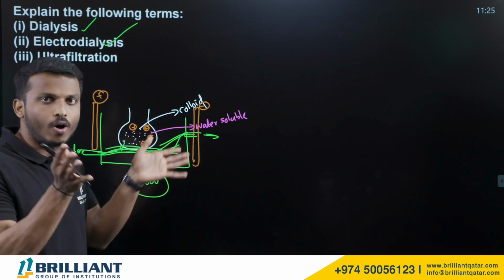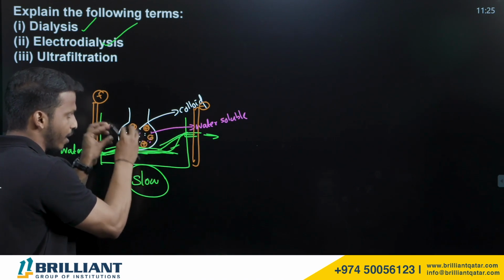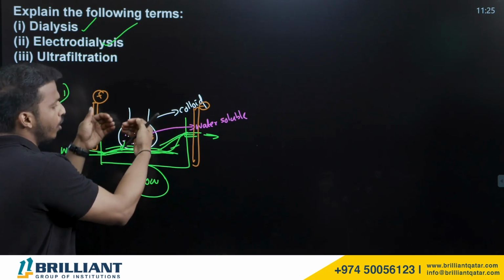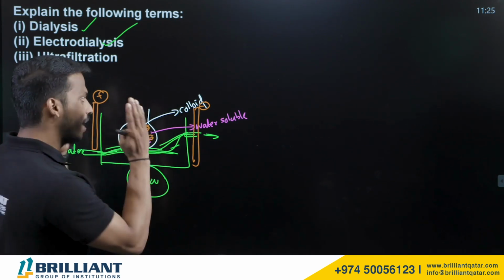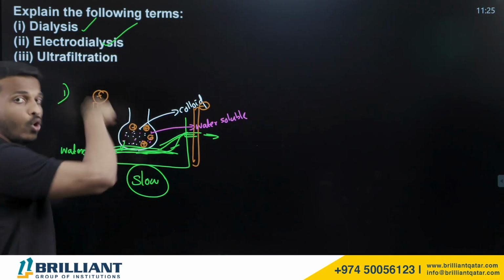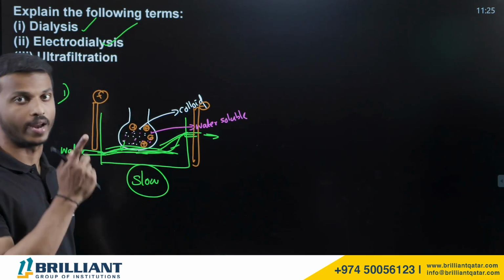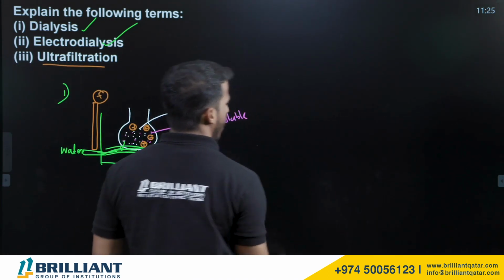So the movement of these water-soluble ions, the charged species, into the stream of water, you can make very fast by applying electricity. That is called electrodialysis. Dialysis is a slow process; to make it faster, we are using electrodialysis. What is ultrafiltration? That's an entirely different process.